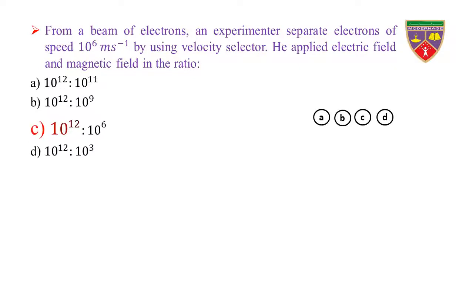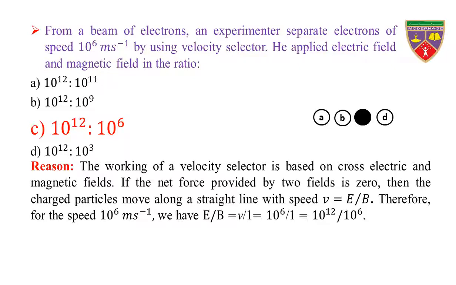The key is 10^12 to 10^6. Therefore, the correct option is C. Reason: the working of a velocity selector is based on cross electric and magnetic fields. If the net force provided by two fields is zero, then the charged particles move along a straight line with speed v equal to E divided by B, where E is the electric field and B is the magnetic field.